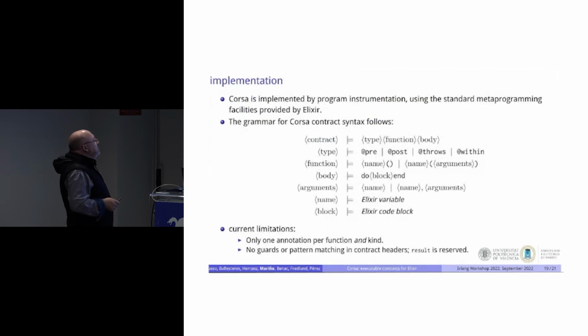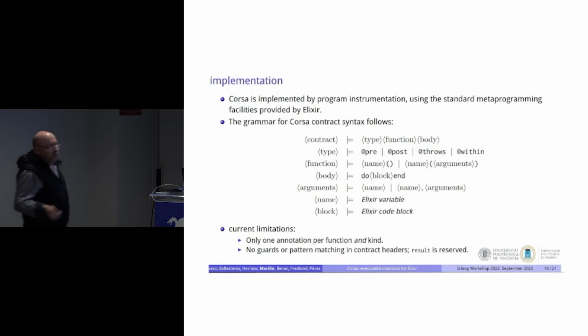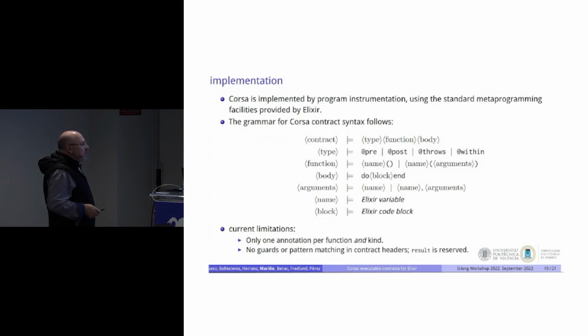Okay, some comments about the implementation. So, of course, as I mentioned, Corsa is implemented by program transformation. We instrument the code by reading the macros and generating more code from the abstract syntax tree of the original code. And this is basically the grammar that is supported in the smallest set, the one with pre, post, throws, and within.